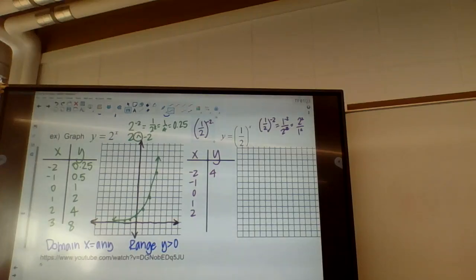Grab a calculator. You guys feel free to grab a calculator. You guys have to be practicing this. Everyone get that to work?